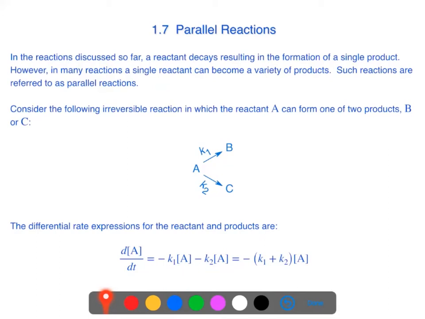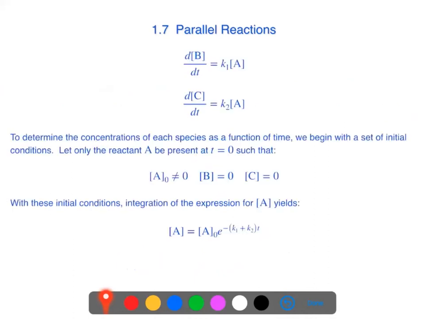So these pathways are both dependent upon the concentration of A, and we include those negative signs to indicate that A is being consumed. We can factor out the concentration of A, and so we're left with the summation of those two rate constants. For the products B and C, we can express their net rate of change equal to the rate constant K1 for product B, and dependent upon the concentration of A, and for C, K2 and the concentration of A as well.